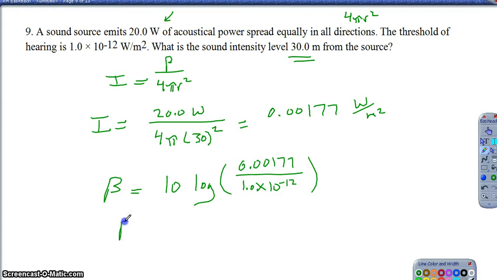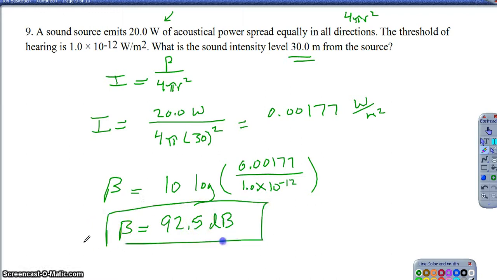And I'm solving from here. So at this point, again, just algebra, 10 times log of this whole function. Make sure that whole thing does end up in the logarithmic function there. We should get about 92.5 decibels of loudness, of sound intensity. So 92.5 decibels is my answer for question 9.